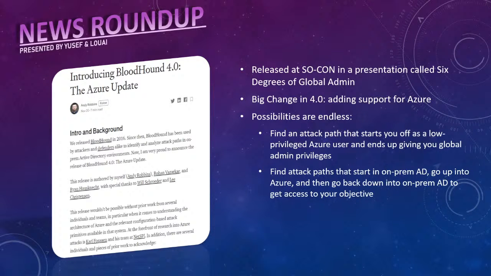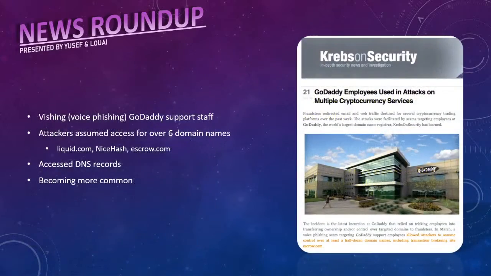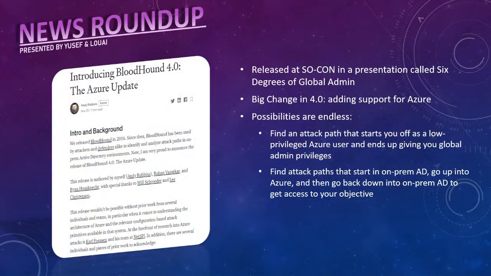Thank you. All right, so BloodHound 4.0 is out. This is called the Azure update. For those of you that don't know what BloodHound is, it's essentially a tool that's used by attackers and defenders to analyze attack paths in on-prem Active Directory environments. The way that it does that is that it uses a Neo4j database. It's a graphing database, and then you can ask this database certain questions using Cypher queries. So you can ask, what is the shortest path to a certain node? For example, what is the shortest path to a domain admin?